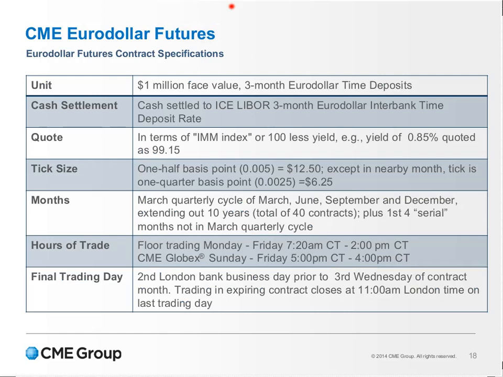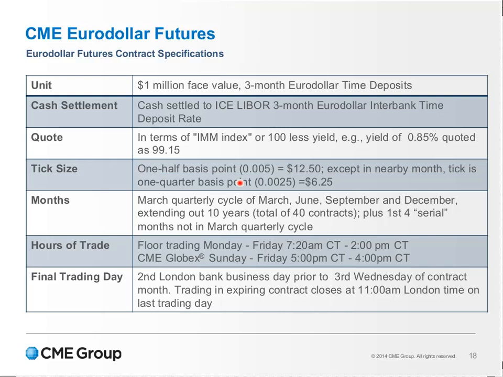Let's take a brief look at our contract specs for our Eurodollar 90-day time deposit futures. They have a $1 million face value, and they trade on this IMM index, so it's 100 minus the yield. If the yield were 0.85, as we've shown here, the price would be 99.15, which is 100 minus that yield, giving us the tradable price. The tick size is 1/2 a basis point, or $12.50, except for the nearest quarter, where we trade in quarters of a tick.